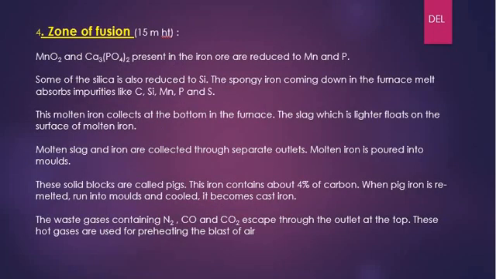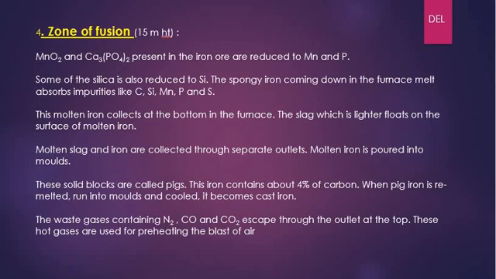And the last zone is the zone of fusion. Manganese dioxide and calcium phosphate are present in the iron, and they are reduced to manganese and phosphorus. Some of the silica is also reduced to Si. The spongy iron coming down in the furnace melts and absorbs the impurities of carbon, silicon, manganese, phosphorus and sulfur.